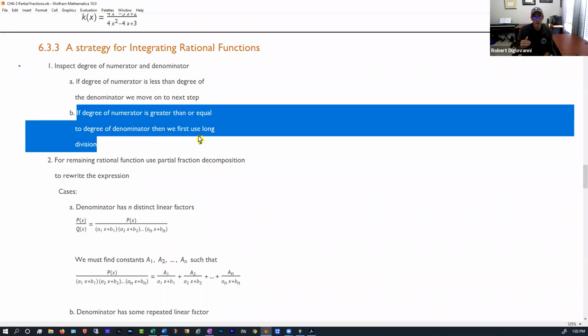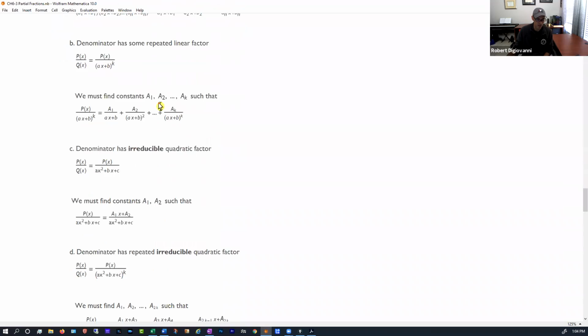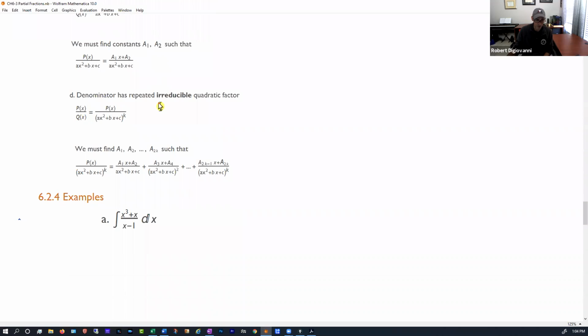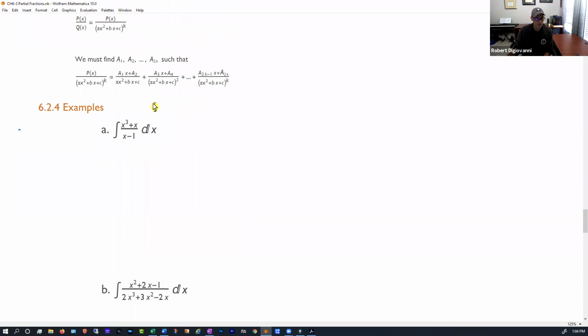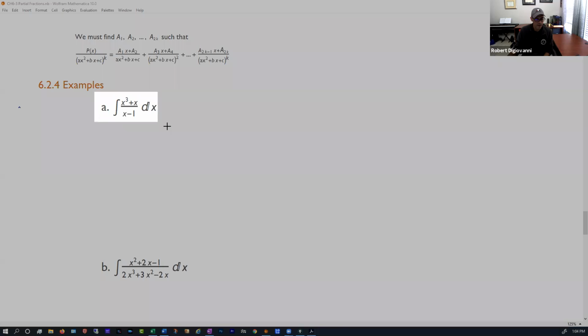So case A is the easier case, because that means you don't have to do long division. Case B, you have to do long division. So numerator less than denominator, we move on. If they're greater than or equal, then we must do long division first. And then we go into partial fraction decomposition, which again, I'm not going to go through all those steps. So let's just take this first example. Let's work through it and see what happens.